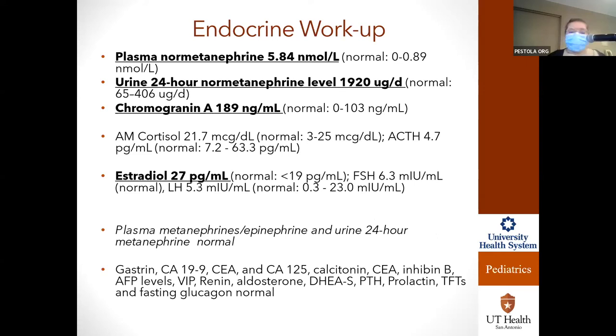Compared with all of the imaging up to this point, the patient was also undergoing an endocrinology workup. We have summarized the most relevant findings here. As you can see, her plasma norepinephrine level was elevated at 5.84, and her 24-hour norepinephrine level was also elevated. Chromogranin A and estradiol levels were both elevated, but her AM cortisol and her ACTH were both normal. As you can see on the bottom of the slide, her other levels were normal as well. Her thyroid levels were normal and her fat levels were normal.